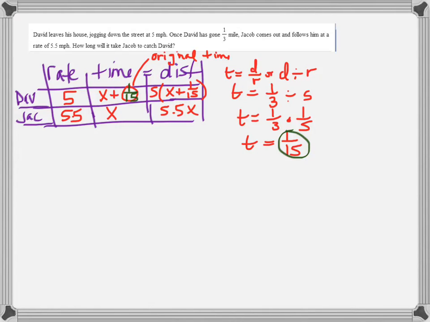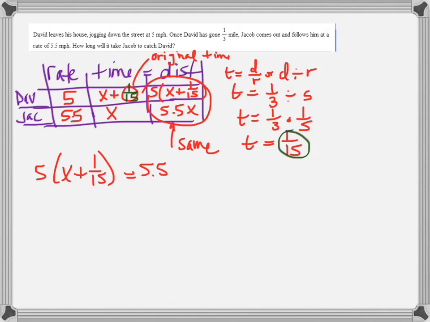Since they both started at the same location and ended at the same location, they didn't start at the same time, but their distances must be the same, however far they ran. So there's my equation: 5 times (x + 1/15) must be the same as 5.5x. Now I have one variable, one equation, and I can solve this.